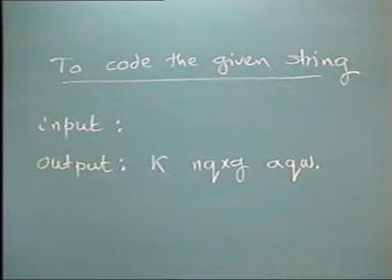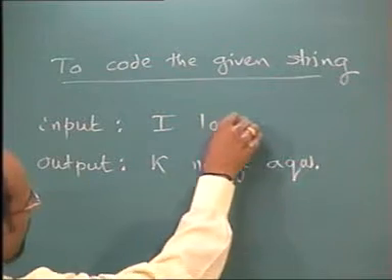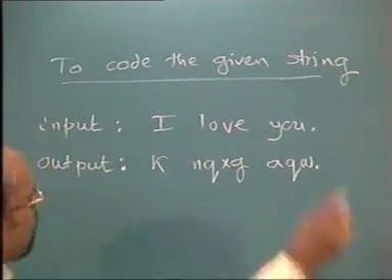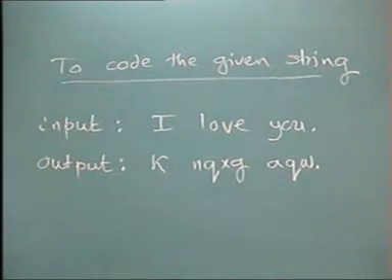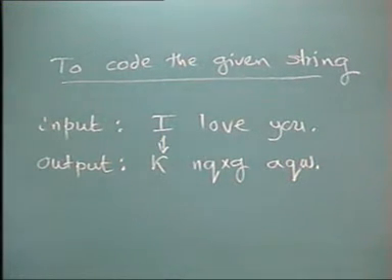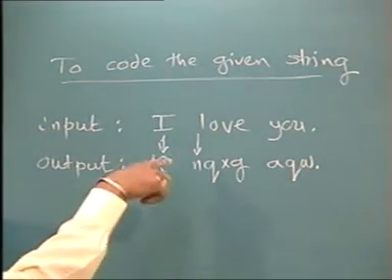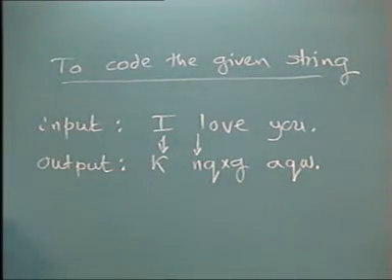Of the very standard inputs to code. Coded by 2. I plus 2, JK, L, MN, O, PQ, V, WX, E, FG, like that.